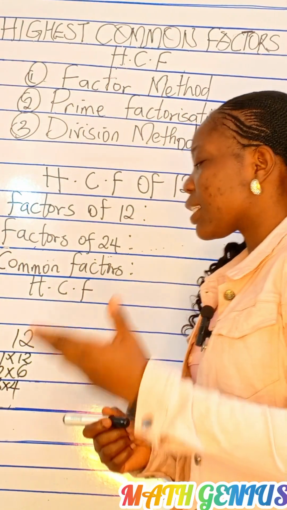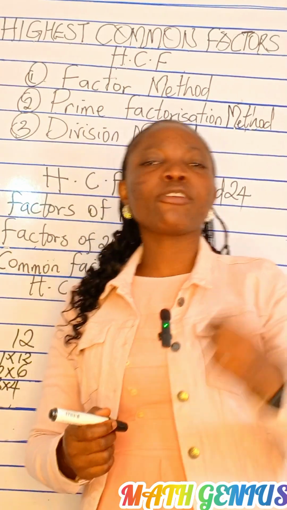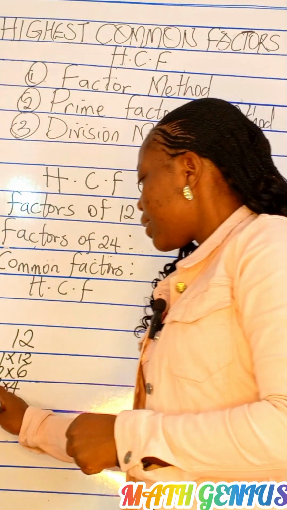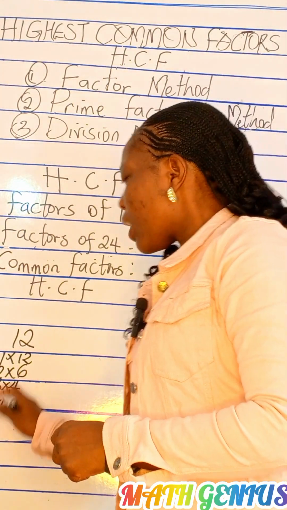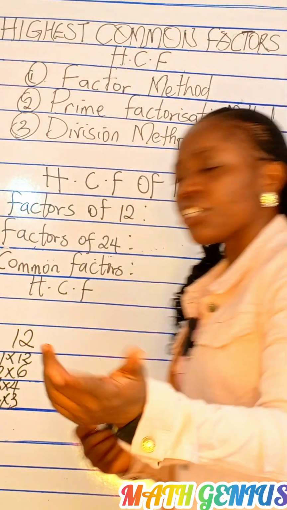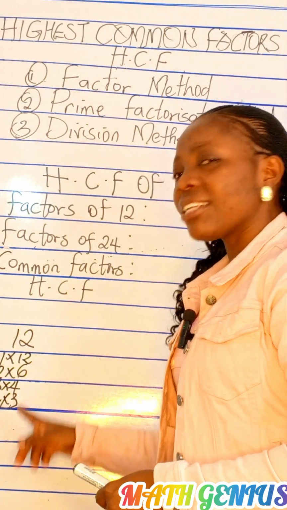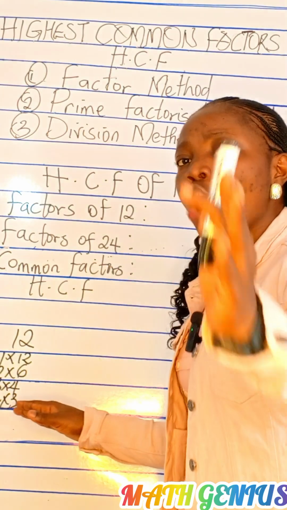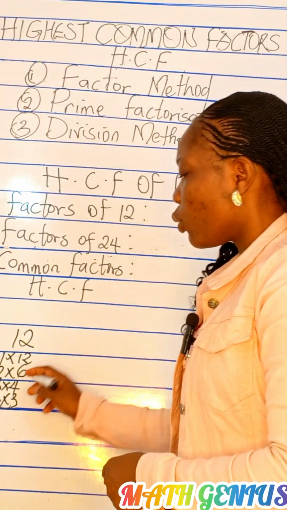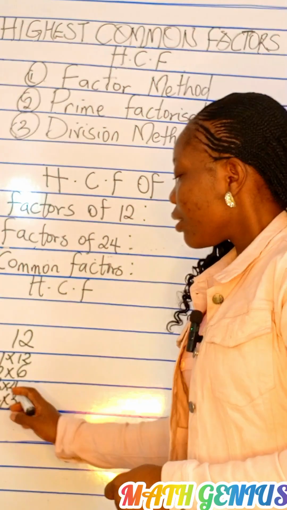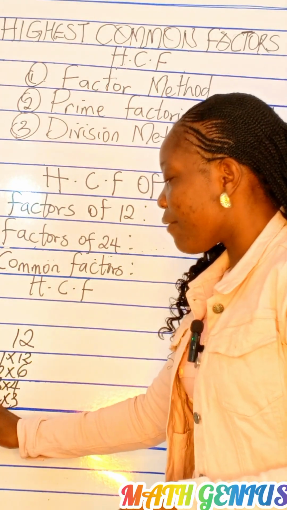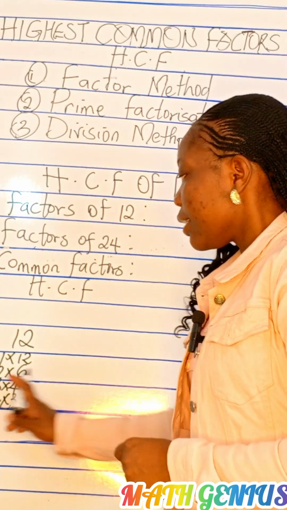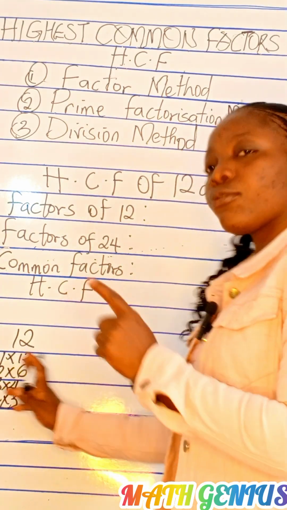Go to 4 times 1, 4. 4 times 2, 8. 4 times 3, 12. Now, you can observe that we just have a repetition. We had 3 times 4, and now we have 4 times 3. At this point, you do not really need to continue. We already have a repetition: 3 times 4 is repeated as 4 times 3.